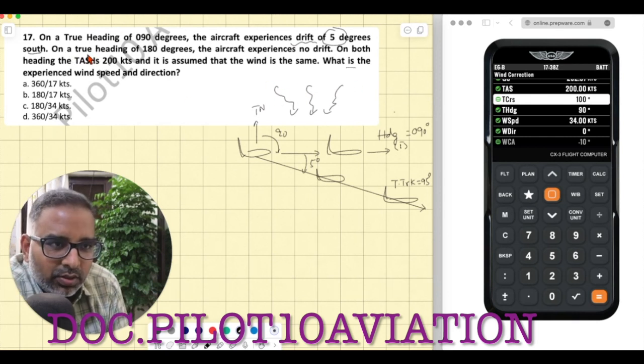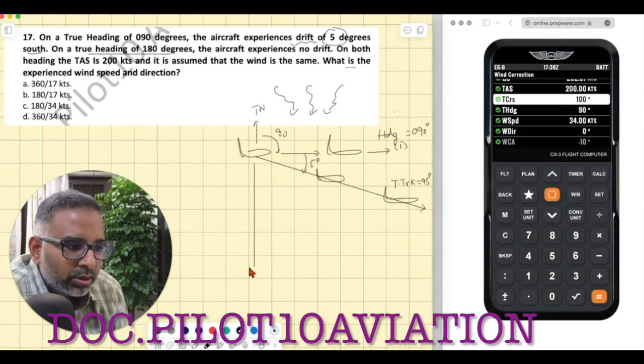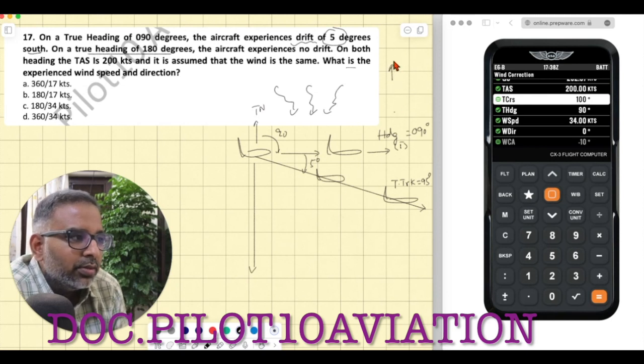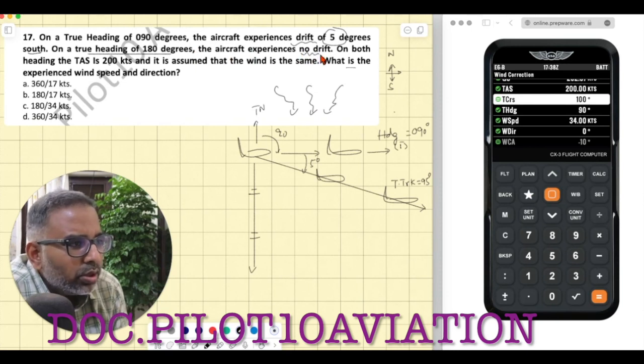Now it says on a true heading of 180 degrees, that means the aircraft is trying to go south. Right, see this is north, north is 0, this is east, this is south. So if it is trying to go south like this, let's see how much drift it experiences. The aircraft experiences zero drift.